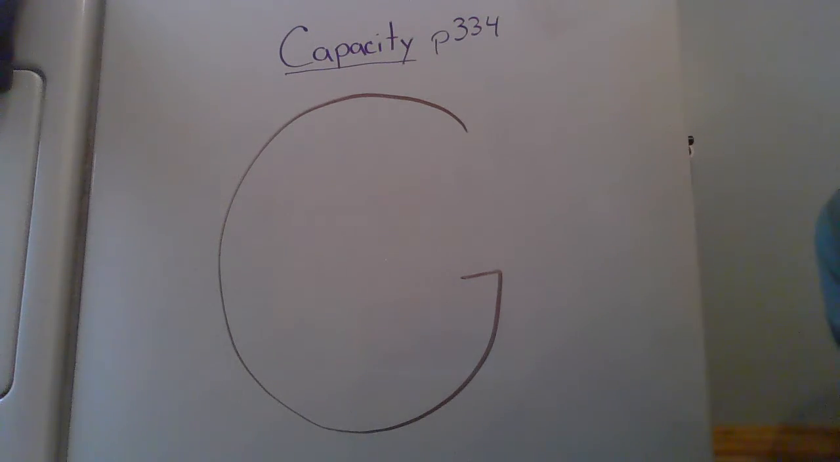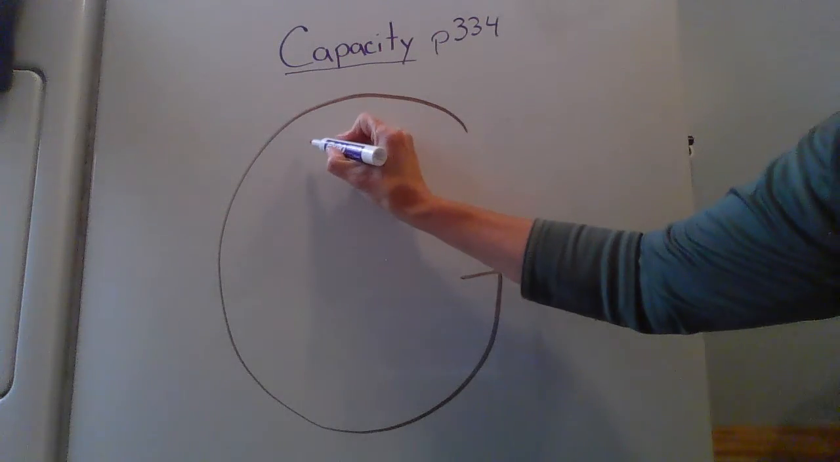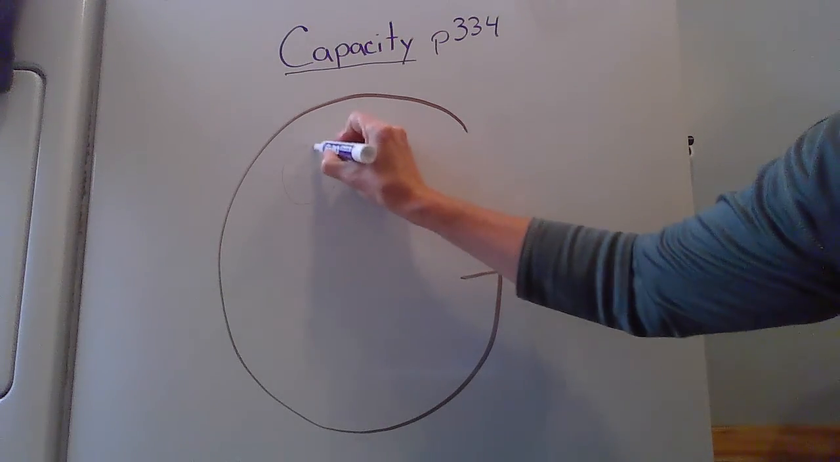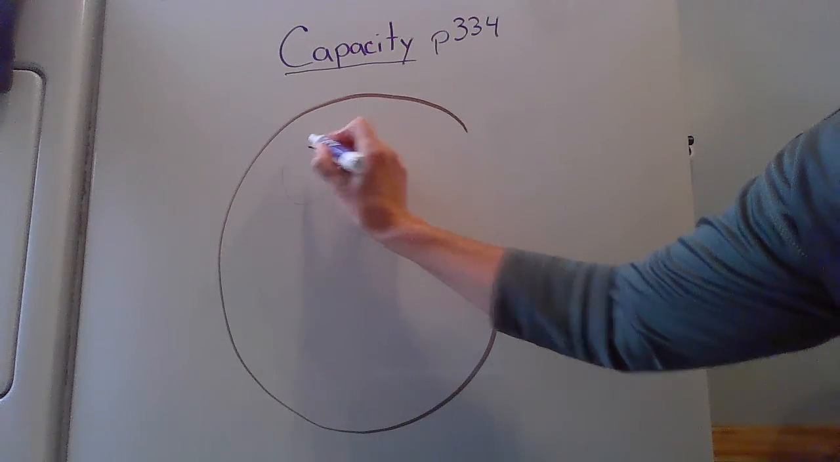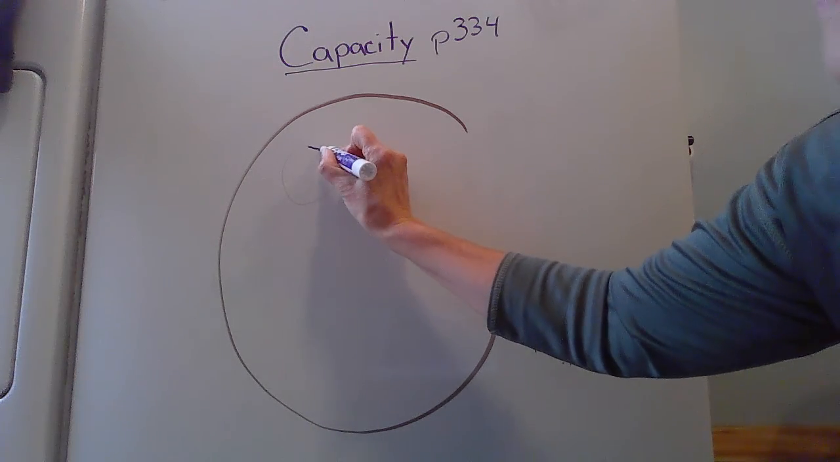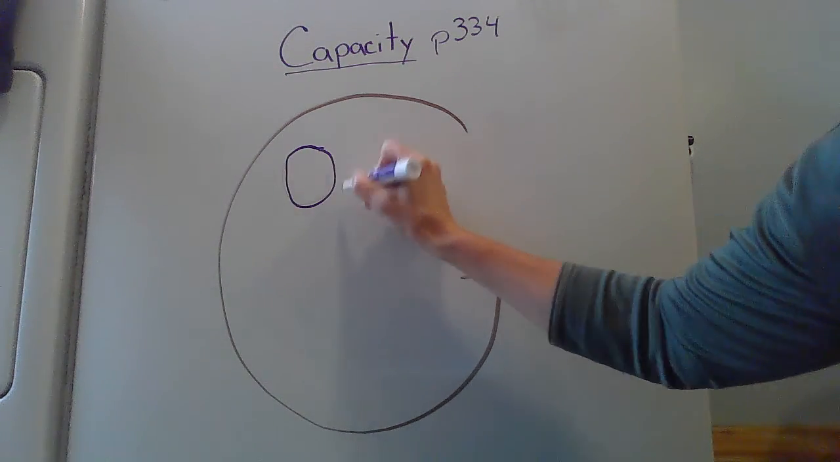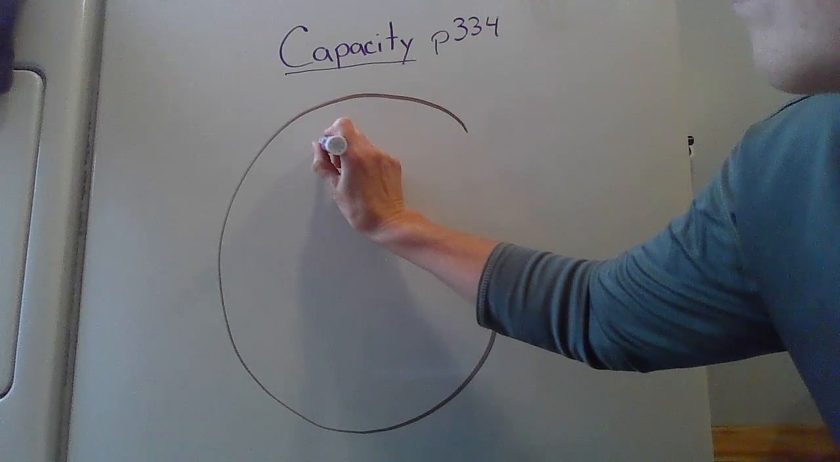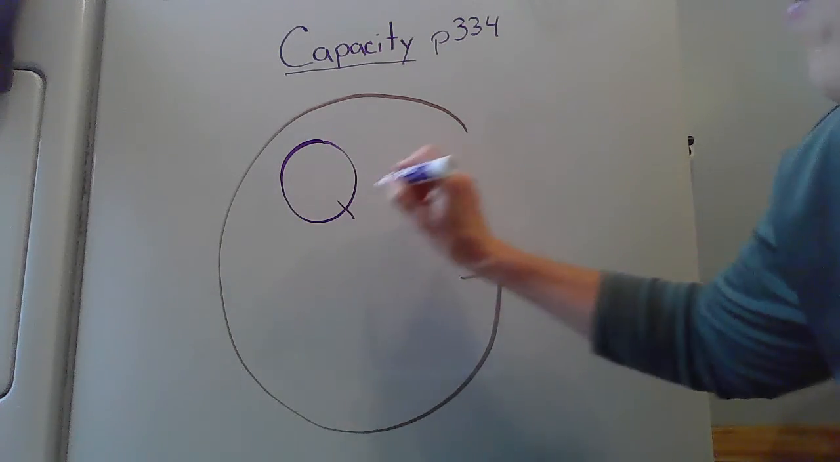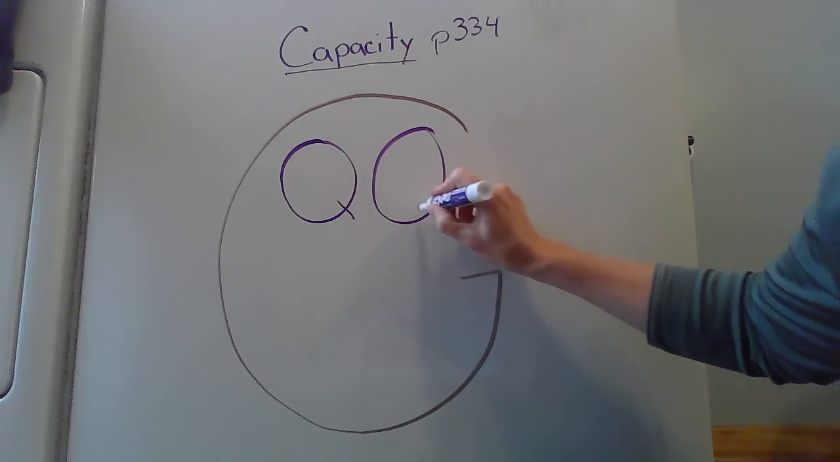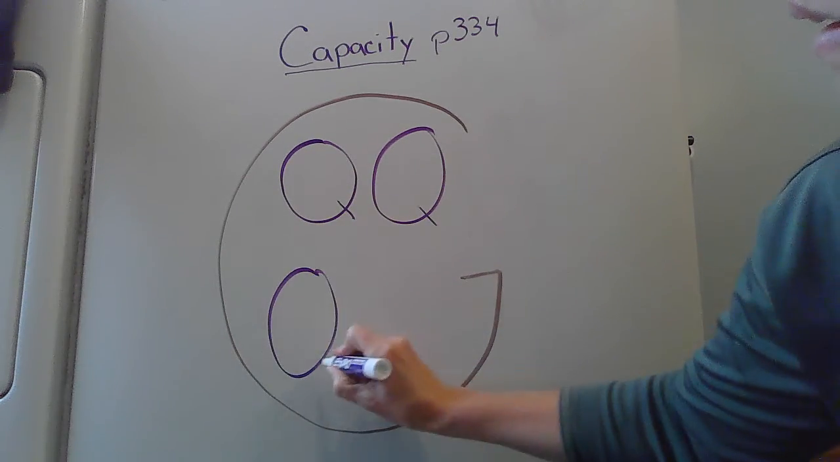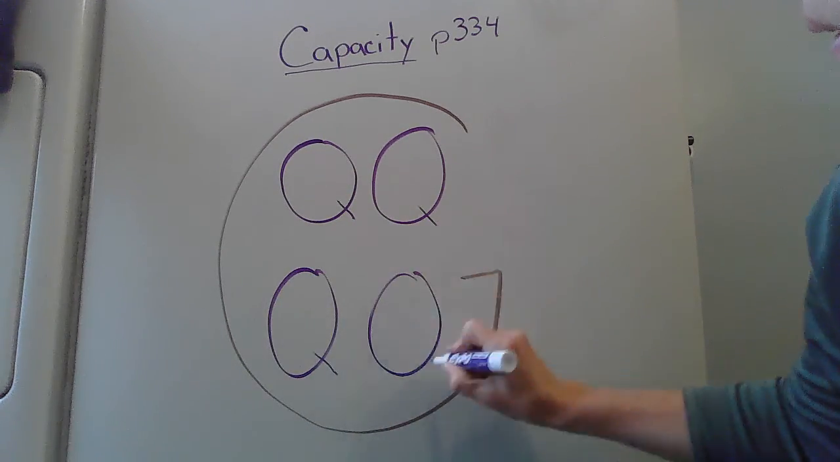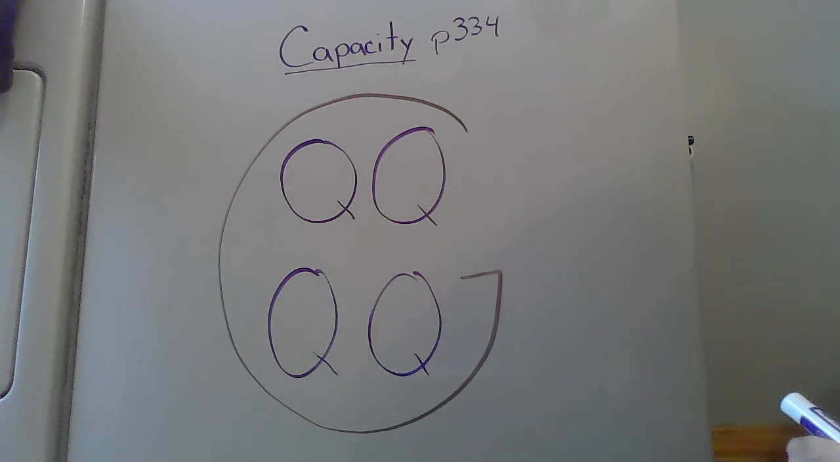Within this land of Gallon, there were 4 giant queens. So within your gallon, there was 4 giant queens. My marker doesn't want to work. Let's make that a little bit better. There's a giant queen, another giant queen. Each queen had a prince and a princess.